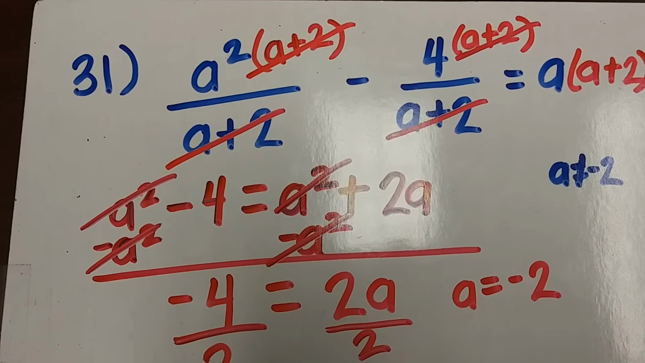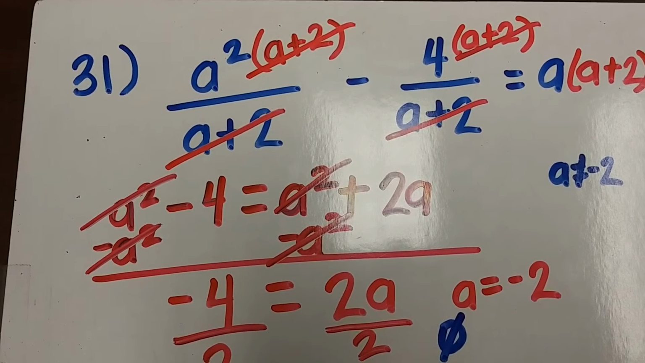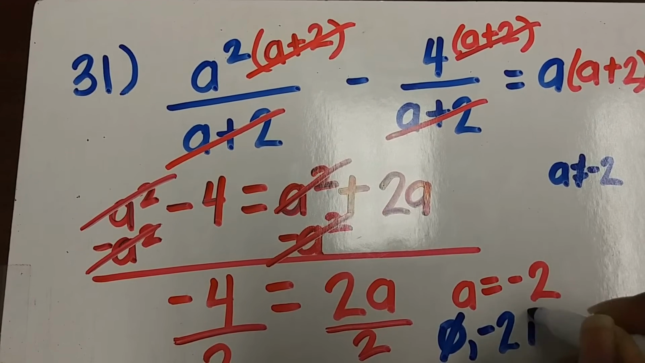So do we have an answer? We don't have an answer for 31. The way you write that is you use this notation here. That is called a null set. N-U-L-L. That's a null set. That means I don't have an answer for a. And we're going to write down that negative 2 is extraneous.